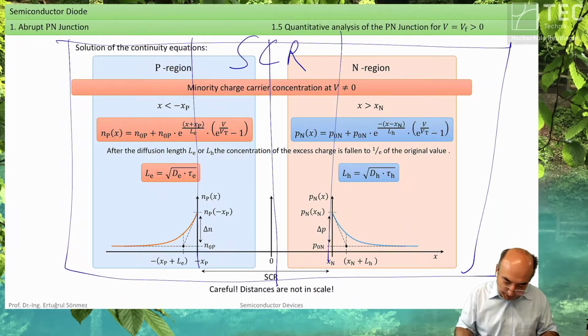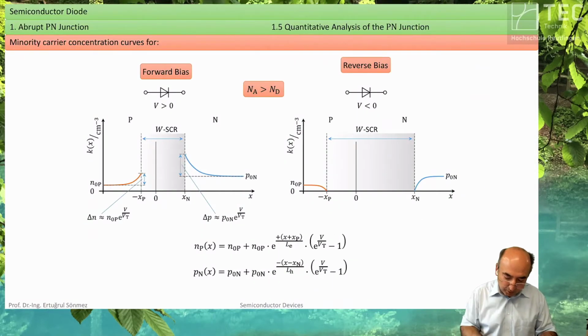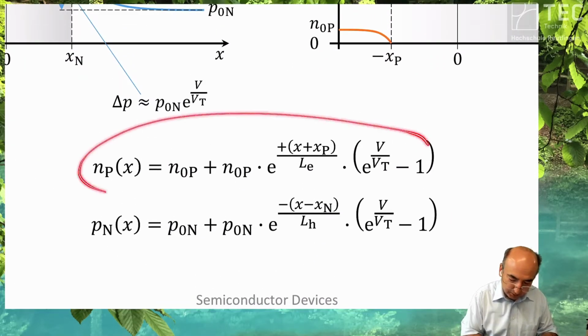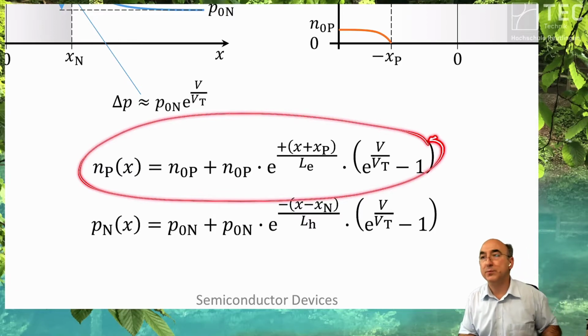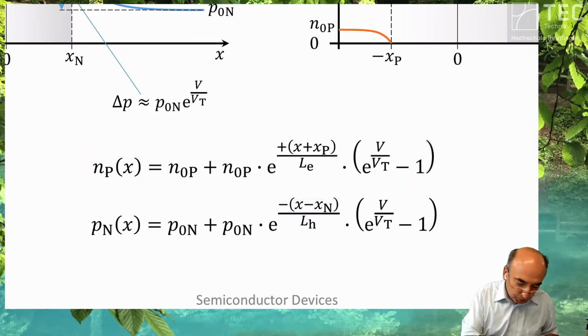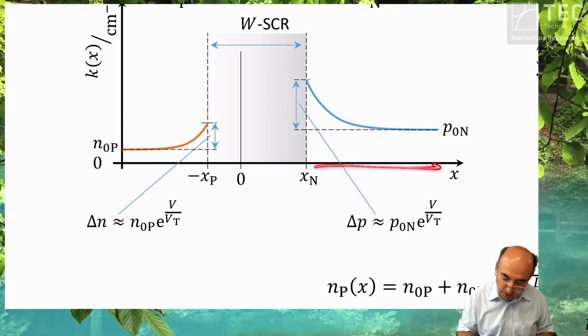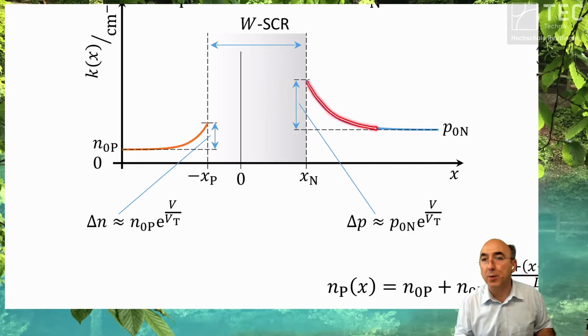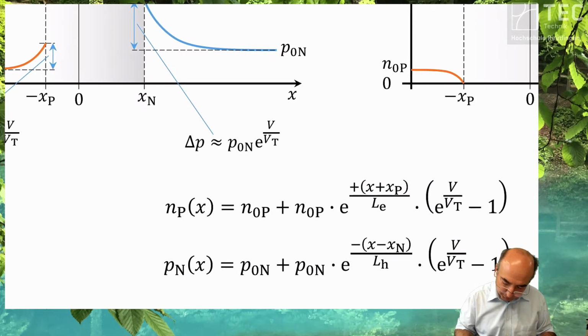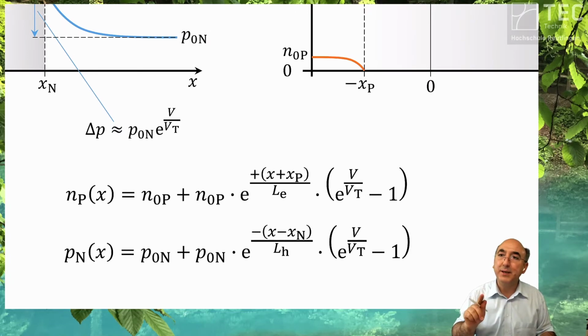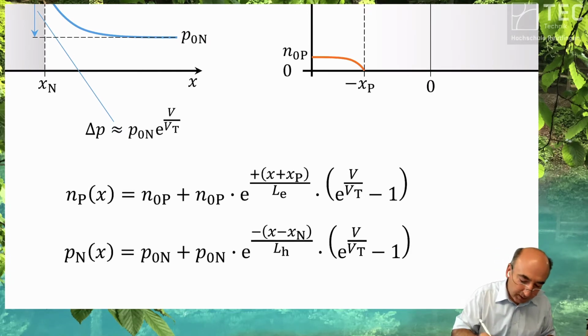Let's go back here. Now I have just taken this equation and plotted. And we have seen that we have some injection from the other side, and as a function of the location, the concentration does drop. Okay, that's great. What happens if we apply reverse voltage?